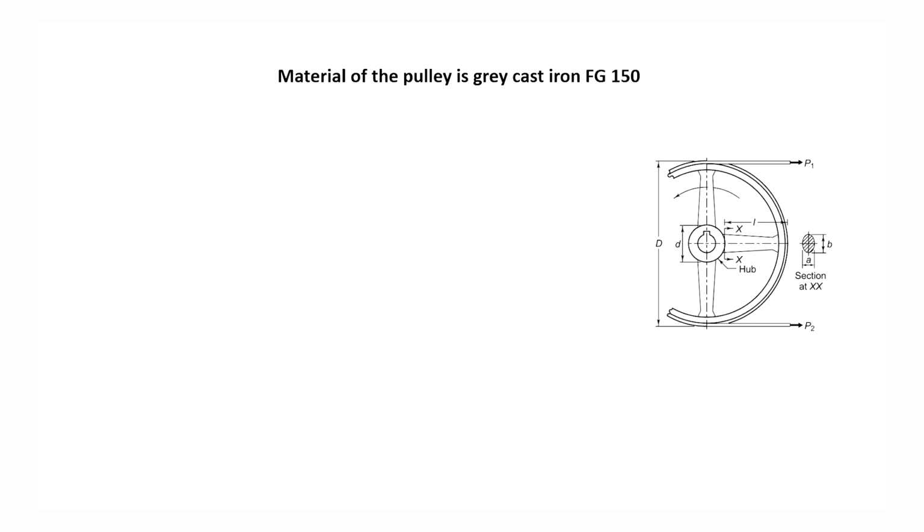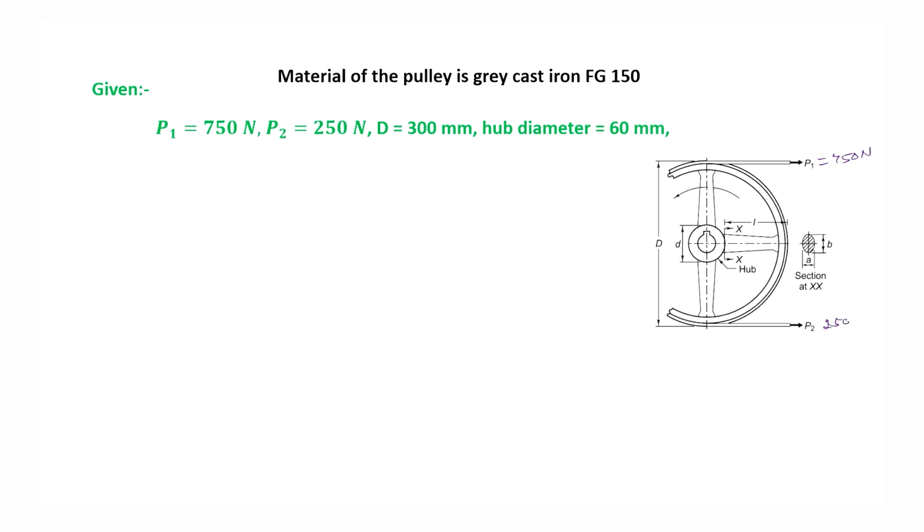Directly I am coming to this point. So the material of the pulley is grey cast iron FG 150, and the tensions on the tight and slack sides are P1 is 750 Newton and P2 is 250 Newton. And the diameter of the pulley is 300 mm. And the hub diameter means this. Hub diameter is equal to 60 mm. It is given in your problem.